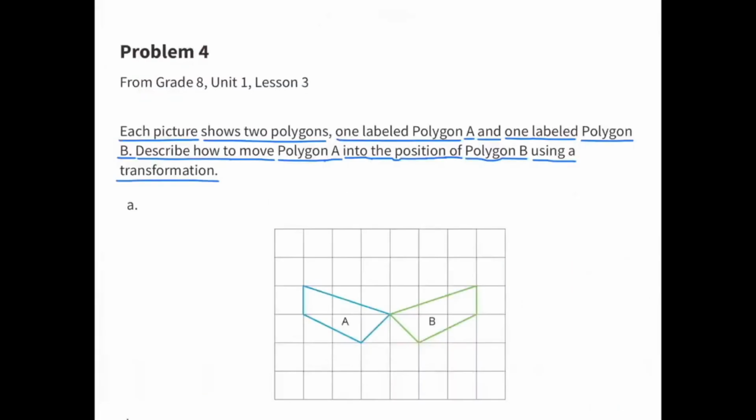Number 4. Each picture shows two polygons, one labeled polygon A and one labeled polygon B. Describe how to move polygon A into the position of polygon B using a transformation.